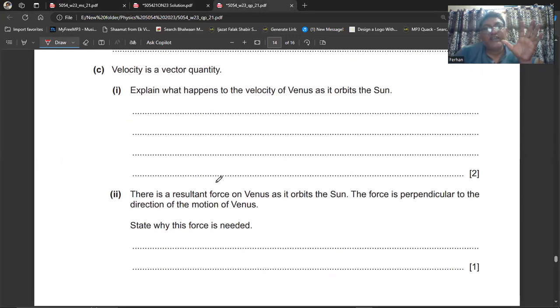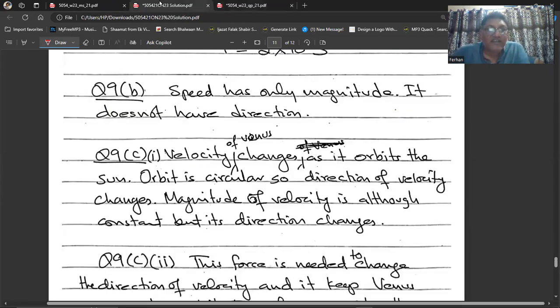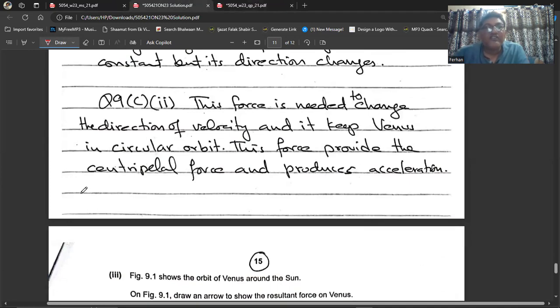So, C second part, there is a resultant force on Venus as it orbits the sun. The force is perpendicular to the direction of the motion of the Venus. State why this force is needed. When you move in a circular orbit, you need to change the direction of your motion, the direction of the velocity. For that, we need a resultant force. This force is needed to change the direction of velocity and it keeps the Venus in circular orbit. This force provides the centripetal force and it produces acceleration.